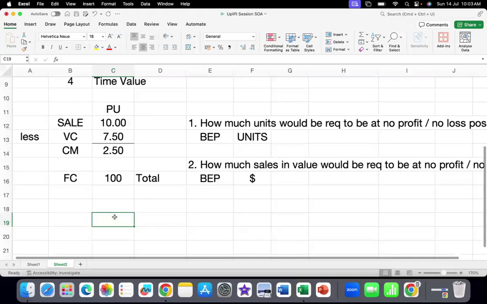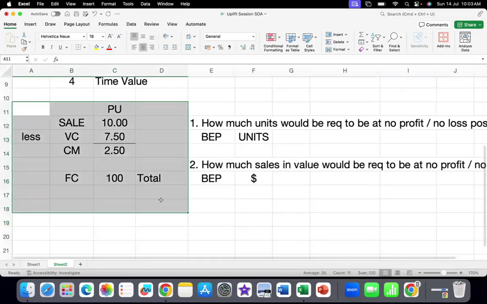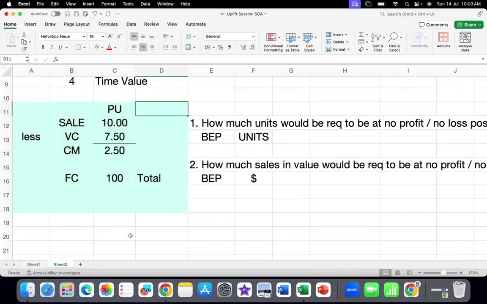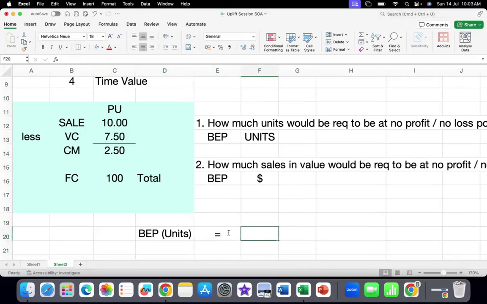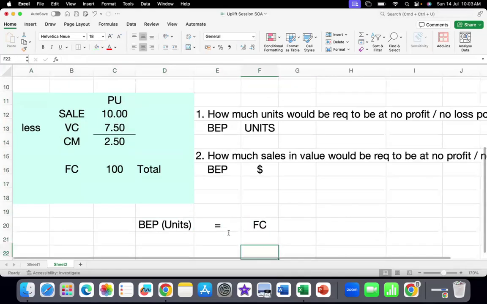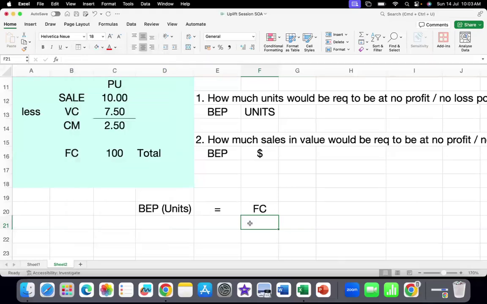So how many units do I need to be break even if I have got these equations with me? So for the BEP in units, this would be equal to fixed cost. So fixed cost is always total. That's why we have it in total everywhere. Then what you do is you divide it by the contribution per unit.